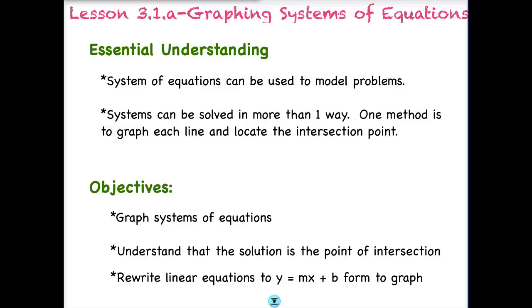In this lesson 3.1.a, we will be working on our graphing skills. We will be graphing systems of equations. Our objectives are to graph systems of equations, to understand that the solution is the point of intersection, and to rewrite linear equations to y equals mx plus b form in order to graph. And remember, that form is called slope-intercept form.